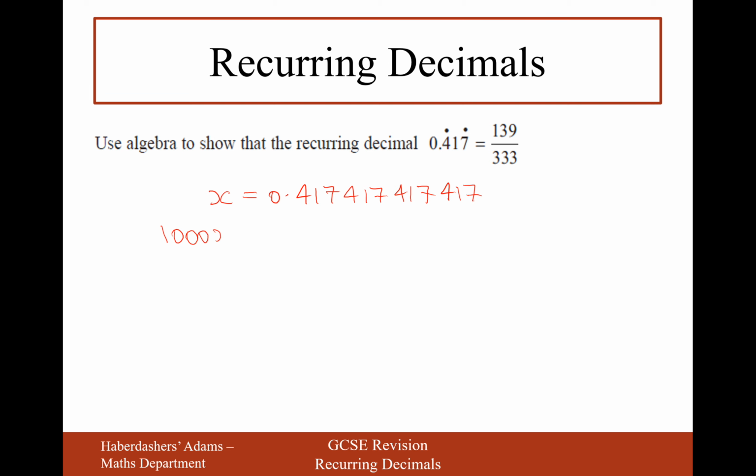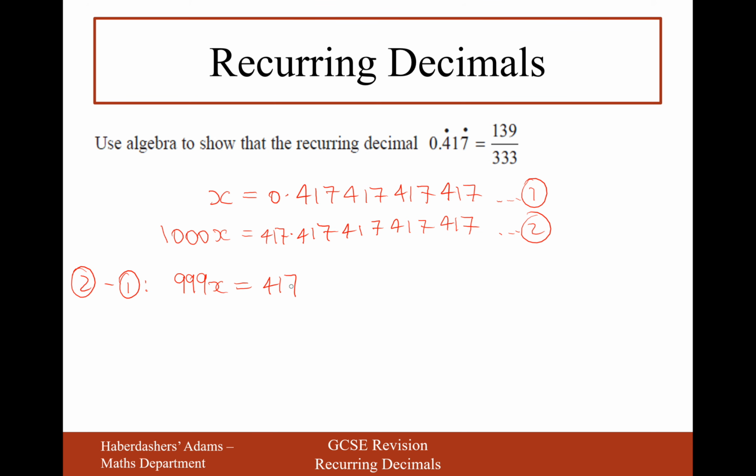Okay, now we need all these digits to move up 3 places, so I'm going to multiply by 1,000. So I'll get 417.417417417. And that way all of the decimal digits are in line with each other, from statement 2 to statement 1. So I'm now going to do statement 2 take away statement 1, and it's going to be 1000x take away x, which is 999x, equals 417, because 417 take away 0.